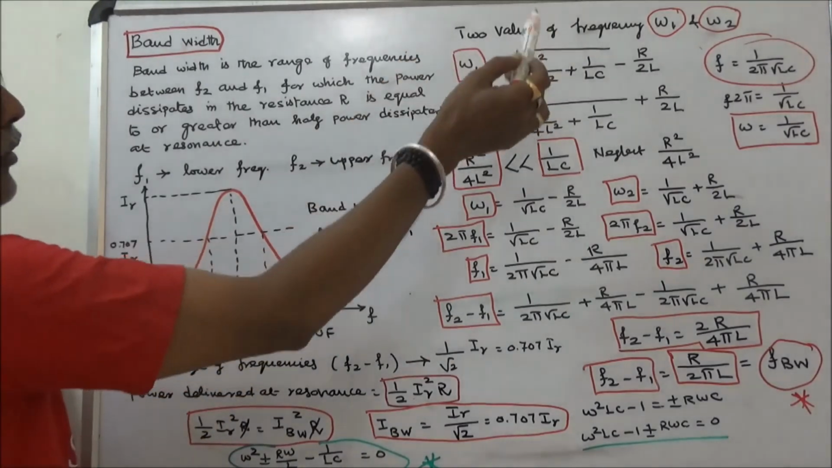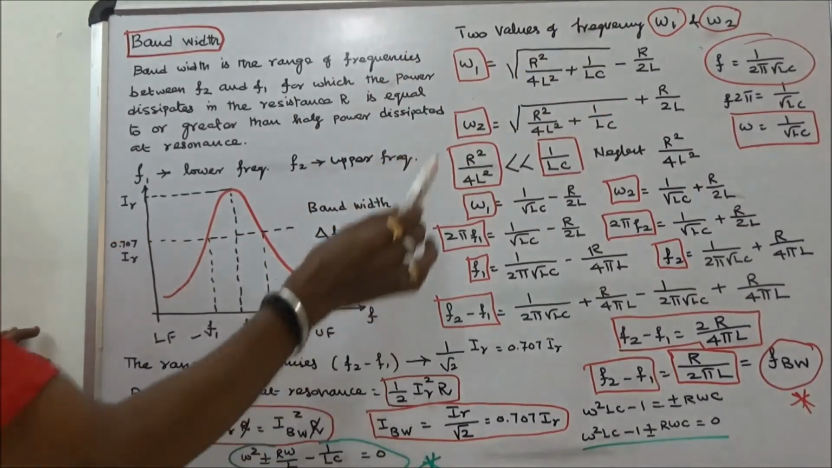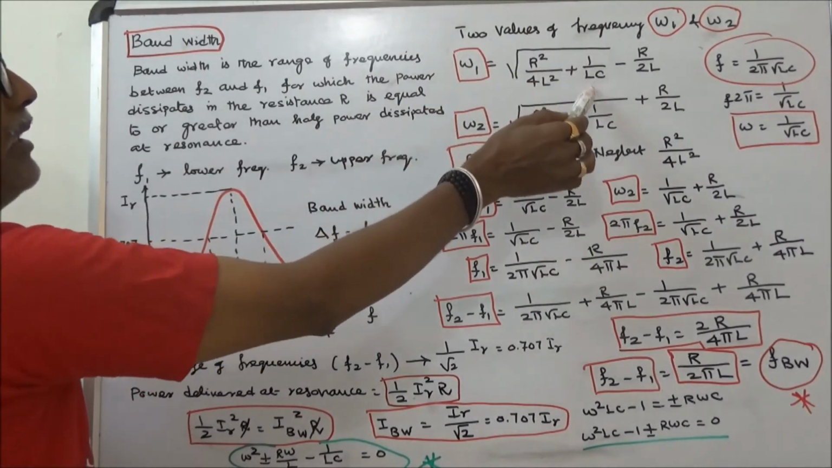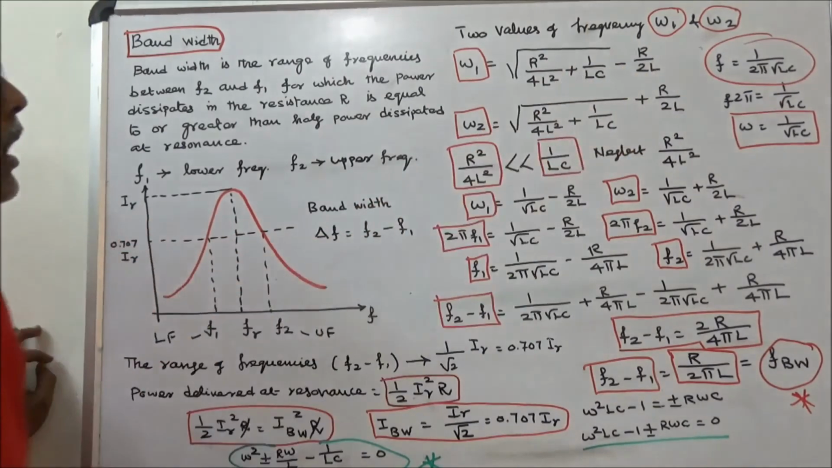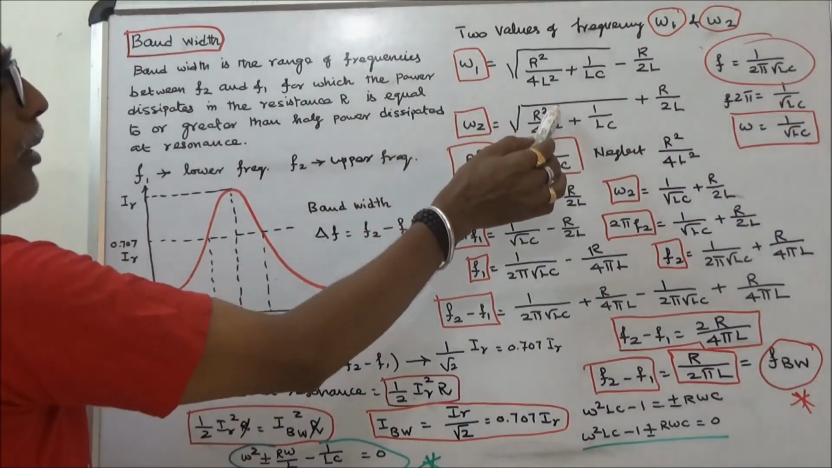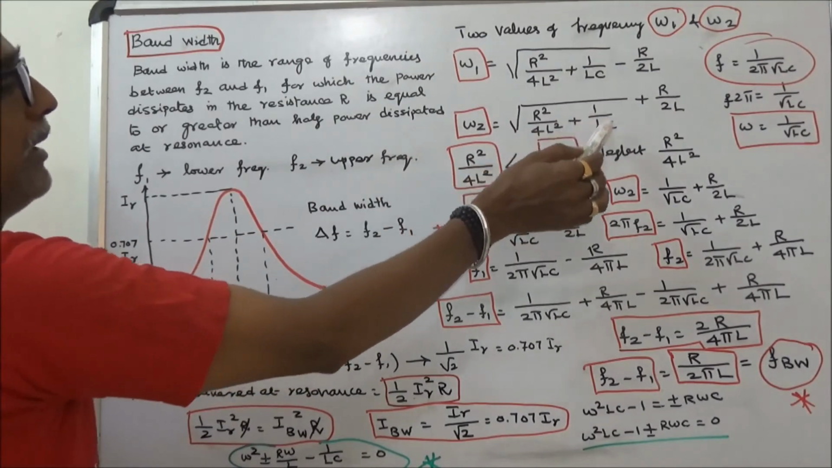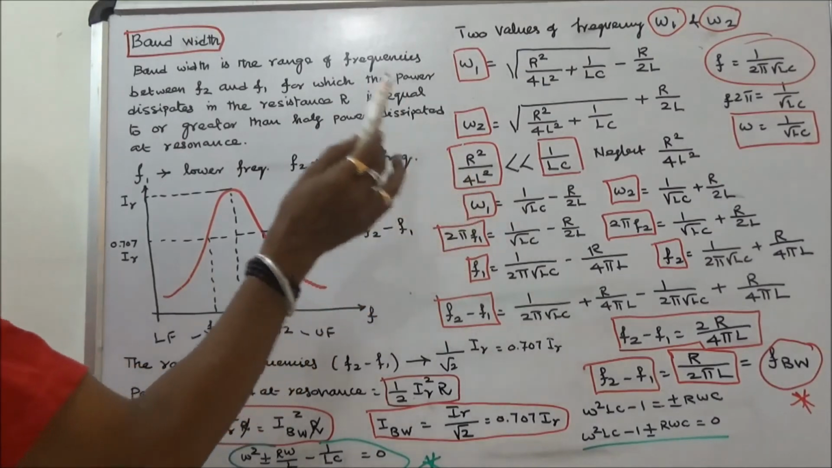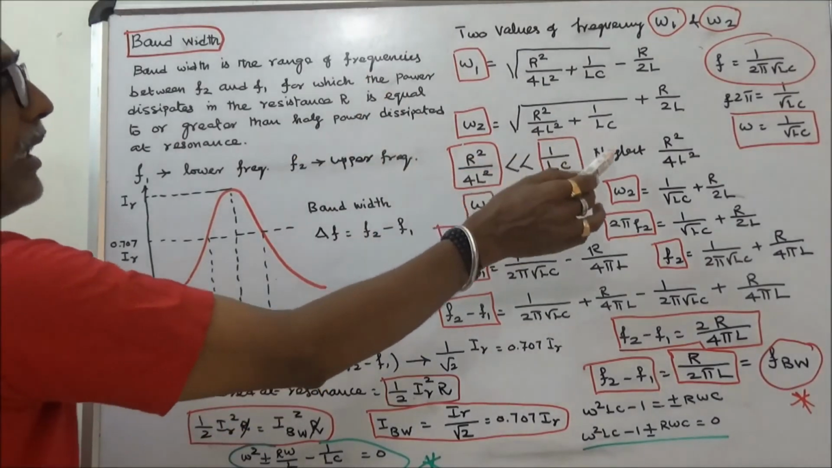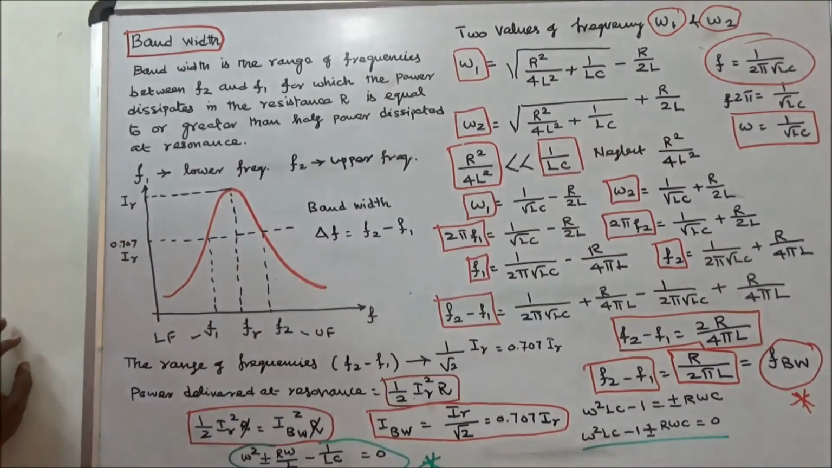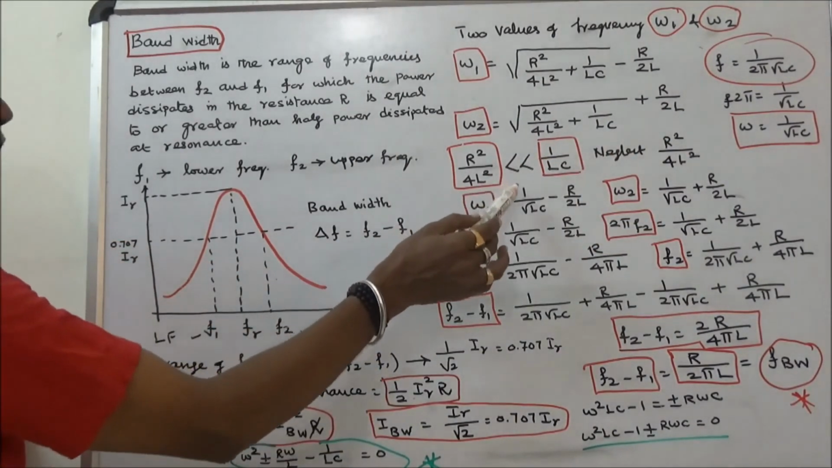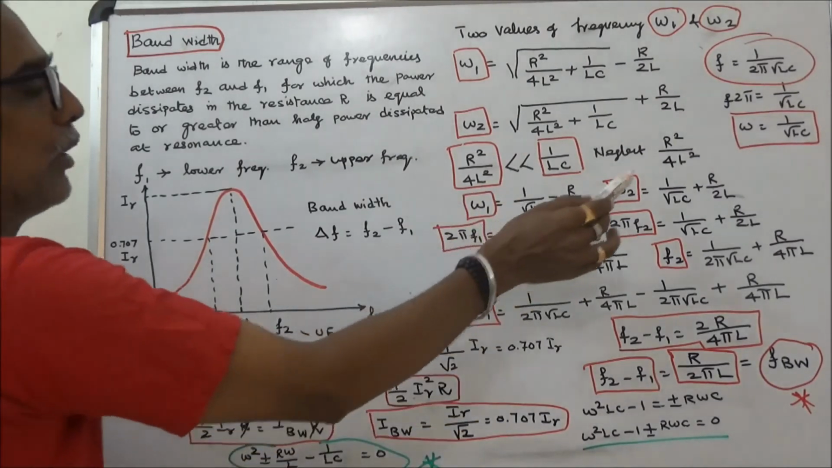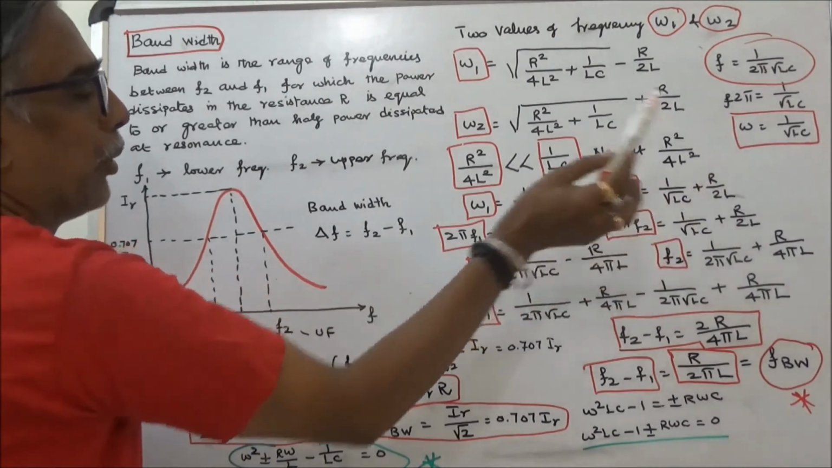Now I got two values of frequency, omega 1 and omega 2. Omega 1 is equal to root of R square by 4 L square plus 1 by LC minus R by 2L. Omega 2 is equal to root of R square by 4 L square plus 1 by LC plus R by 2L. Here R square by 4 L square is very small compared to 1 by LC. We neglect R square by 4 L square. Therefore omega 1 is equal to 1 by root LC minus R by 2L. Omega 2 is equal to 1 by root LC plus R by 2L.